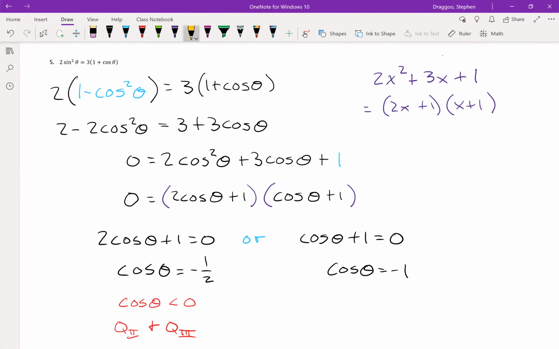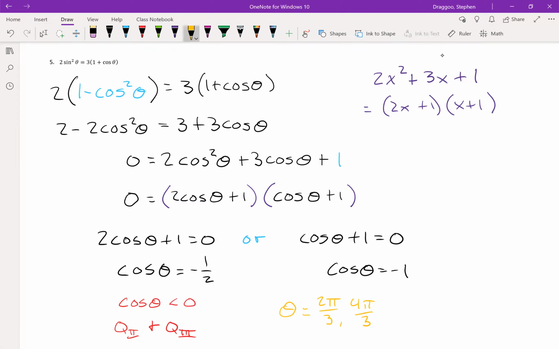So if I want to put all my solutions together, from the left side, I know that cosine is negative, so I'm going to be looking in quadrants 2 and 3, and I'm going to need the angles that have a reference angle of pi over 3. So that's going to be 2 pi over 3 and 4 pi over 3. Those are my 2 angles from the left equation.